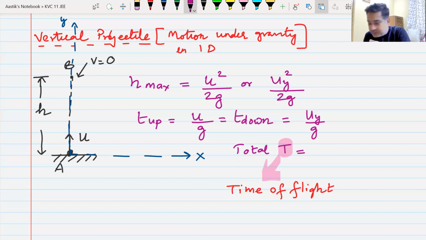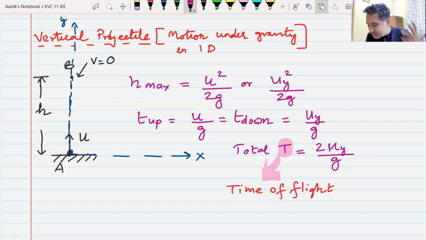The answer is right now on your board. You know the time taken to go up. You know the time taken to come down. So the time taken to go up plus the time taken to go down, how much will that come? It is very difficult to add the two, so I will add it. 2 times uy by g. It was so difficult to do: uy by g plus uy by g. It would have taken a lot of time to calculate. Anyways, I have done this for you. This is 2 times uy by g. So that was vertical projectile motion under gravity in 1D.